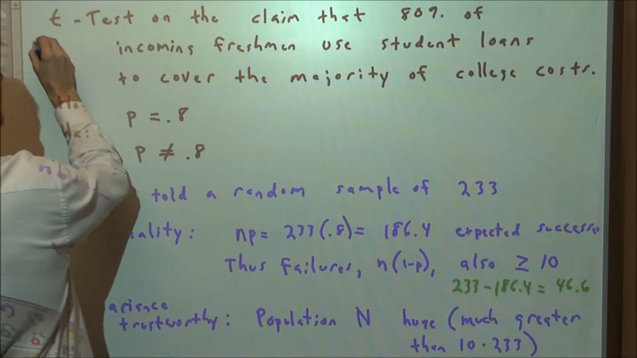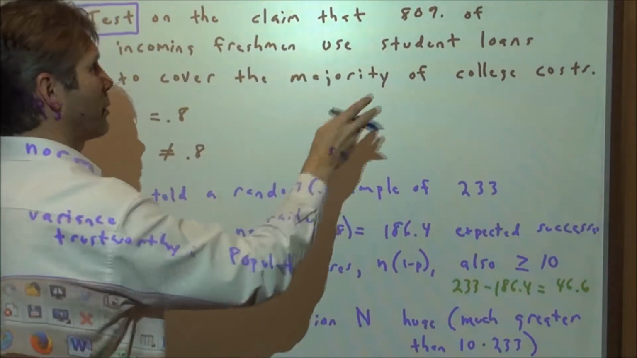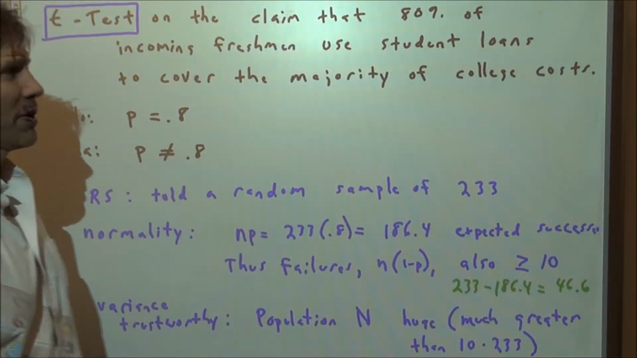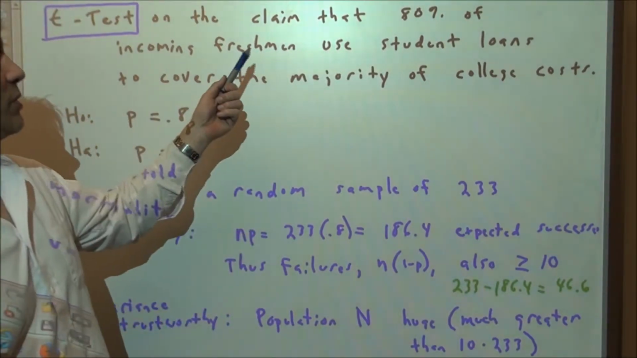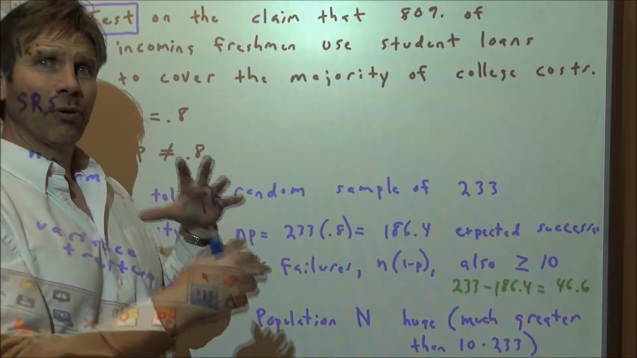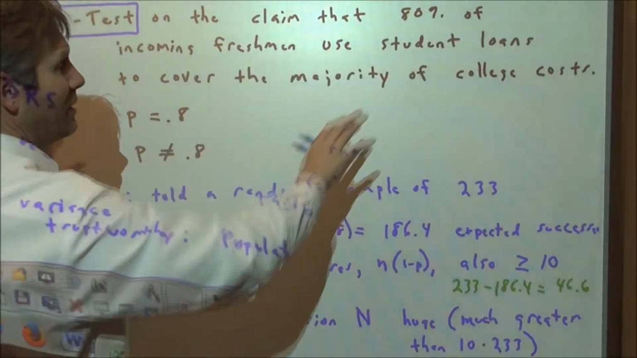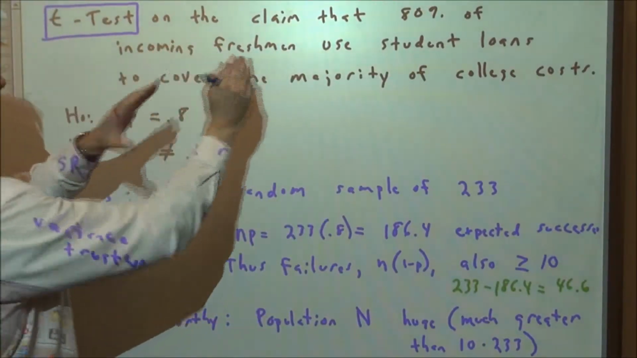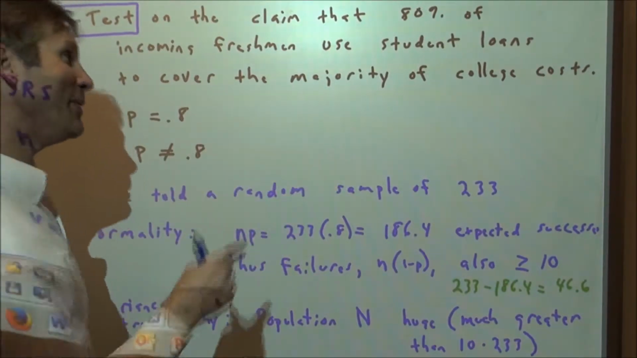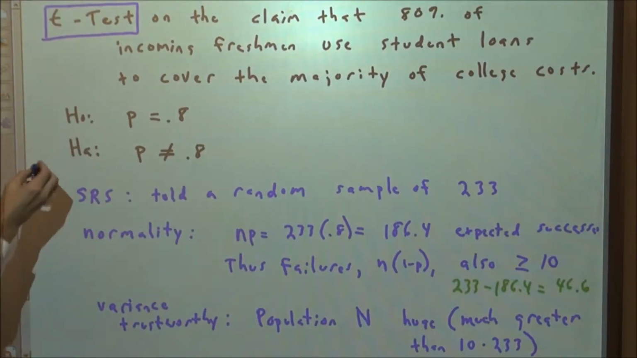First, we name the test. It is a t-test, and we describe what claim and what parameter we're testing. So it's claimed that 80% of incoming freshmen use student loans to cover the majority of college costs. I tell my students to name the parameter right here. You don't have to. You can do that at the very end when you're summarizing and concluding. It'll save time. But it's nice to tell the AP reader right up front, hey, I know exactly what I'm talking about. I think it may bias them towards liking you that you have your act together, just a personal feeling.